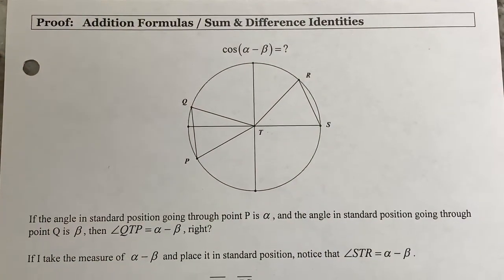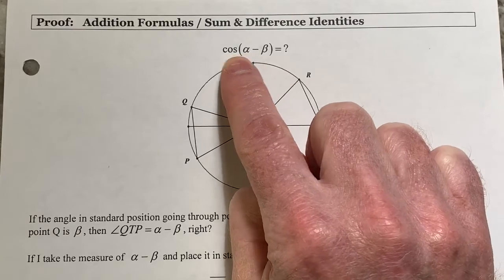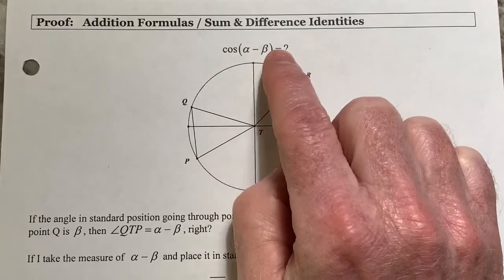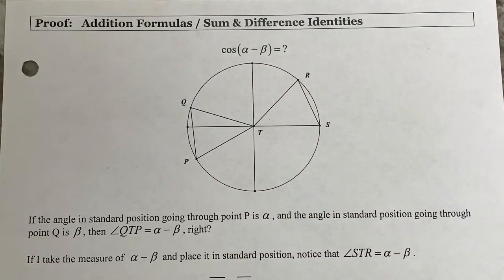All right, so like I mentioned a second ago, there's a proof in your book. It's in the book on page 39. I think there's actually a version of the proof in your textbook as well. A lot of people look at this cosine of alpha minus beta, and they think, oh, I can just distribute the cosine in and get cosine alpha minus cosine beta. And that is absolutely terrible.